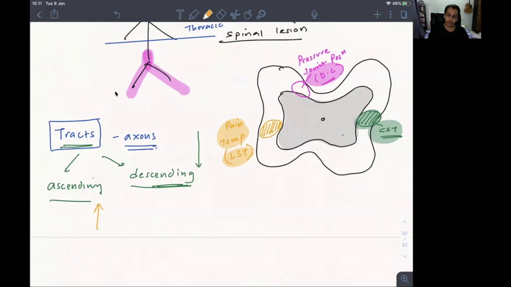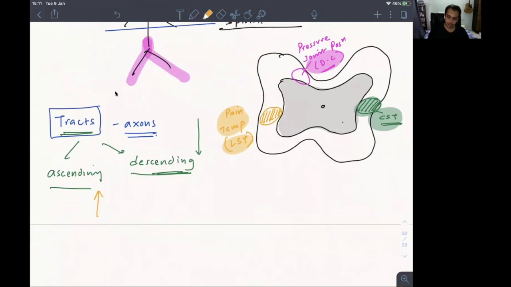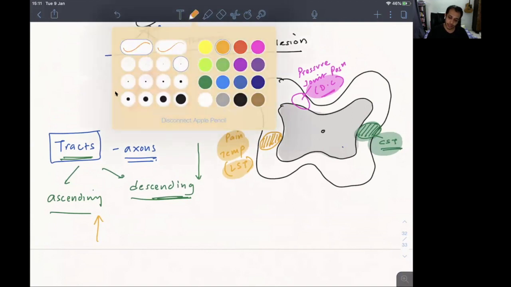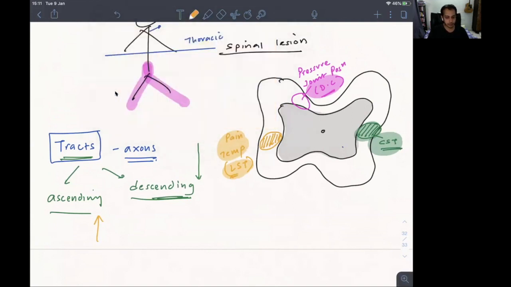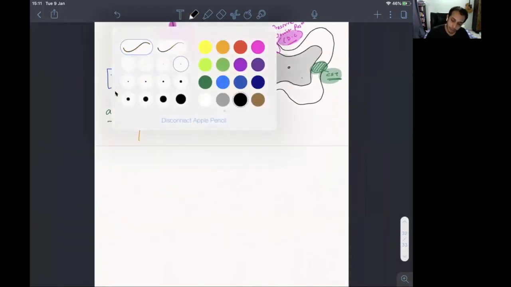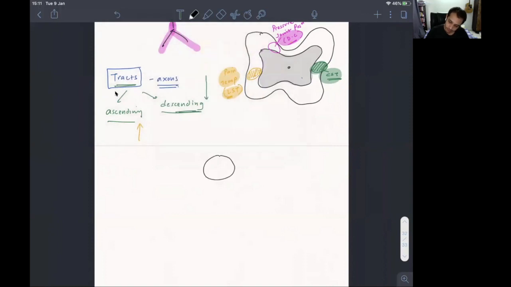Okay. Now, depending on the site of these tracts, the lateral spinothalamic is situated in the lateral part of the spinal cord. That is why it is called lateral. And the pressure and joint position sensation is called the posterior sensation, or the dorsal column, which is because it is in the dorsal part of the spinal cord. Okay. Now, what happens in the body because of these tracts?